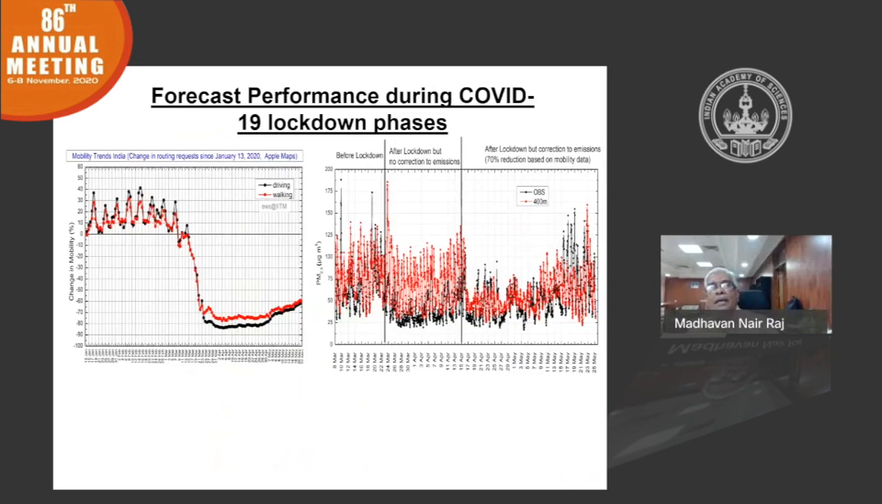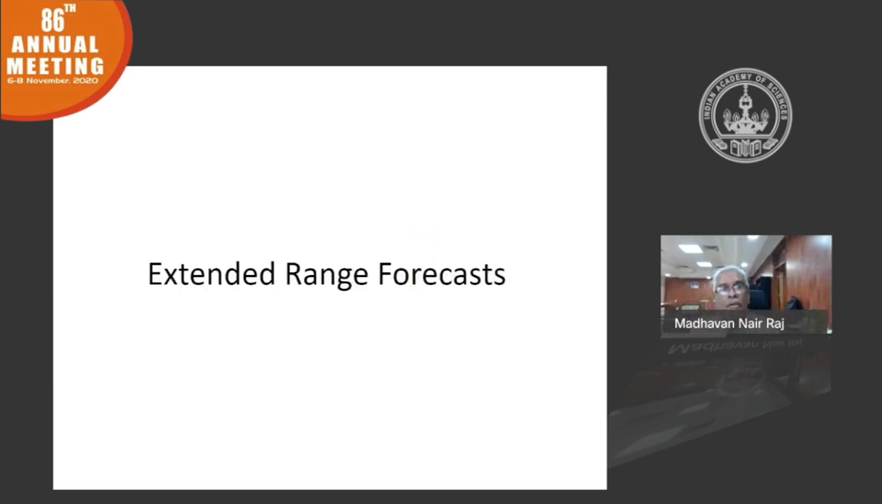You can see that before lockdown, the forecasts are pretty good. But during lockdown, when we made no correction to emissions, the model predictions are much higher. But when we tried to make corrections in the emissions, as all of us know that during lockdown most of the emissions were not there because the air transport sector was down and industries were down, when we really introduced that change in the emissions, we could predict the very low level of air pollution over Delhi. So this is a very important result which we want to inform.